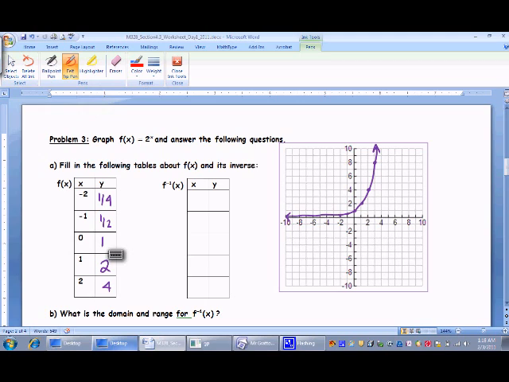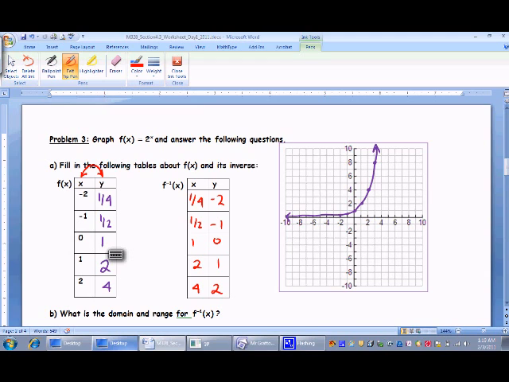So remember the way that inverse functions work. What we talked about earlier in the week is that inverse functions switch your input and your output. It switches your domain and your range. It switches your x's and your y's. So to get my xy table for the inverse function, literally just switch the x's and y's around. 1/2, -1; 1, 0; 2, 1; 4, 2.